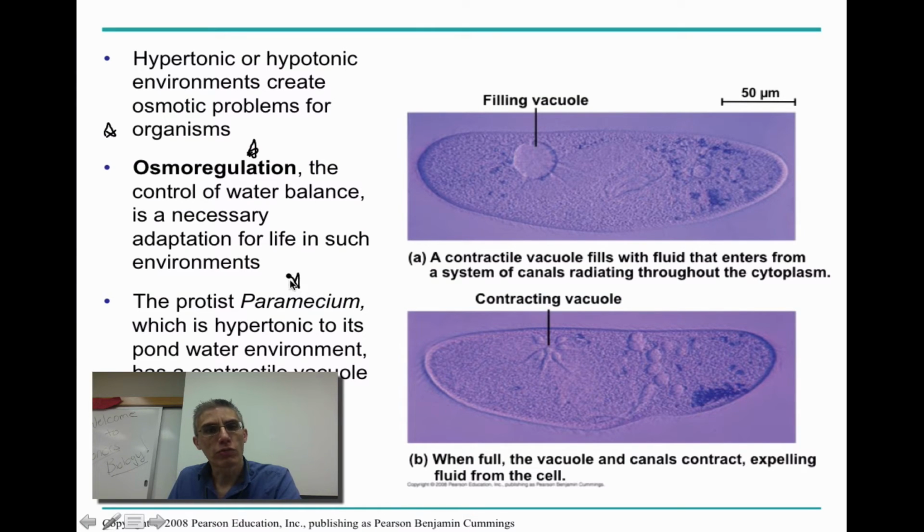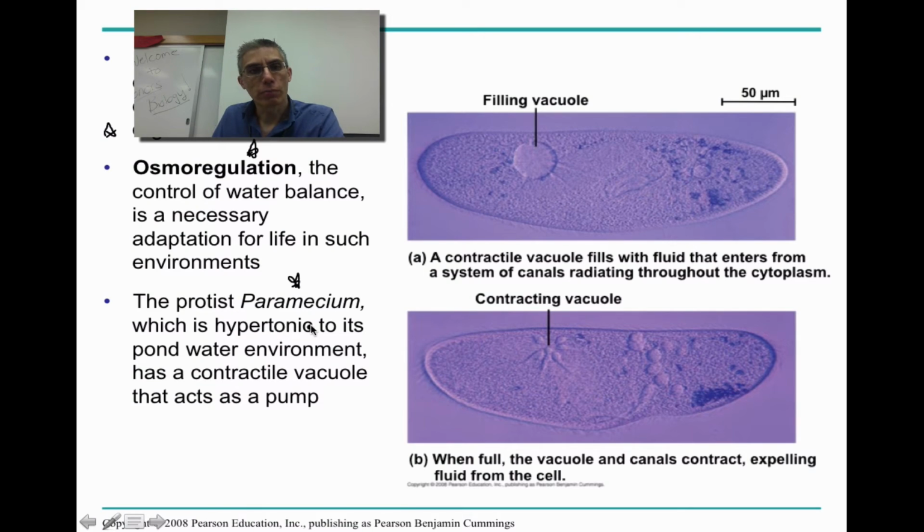Now, a good example of this would be the paramecium. And so if this paramecium, which again is hypertonic to its pond water environment, is placed within that environment, it actually has a contractile vacuole that's going to act as a pump. Now what that means is this structure right here, it's a vacuole, it's just a sac that you would find within the cell. As that sac fills up with water, it actually has the ability to squeeze or contract that vacuole, and so that's going to move the water out of the cell. So that's a way for it to maintain the proper level of fluid or water within the cell as compared to the outside of the cell.